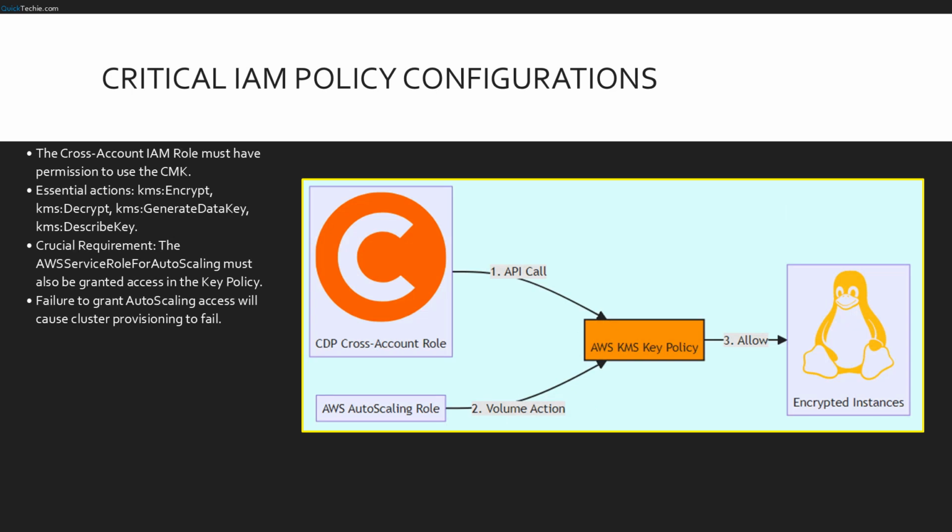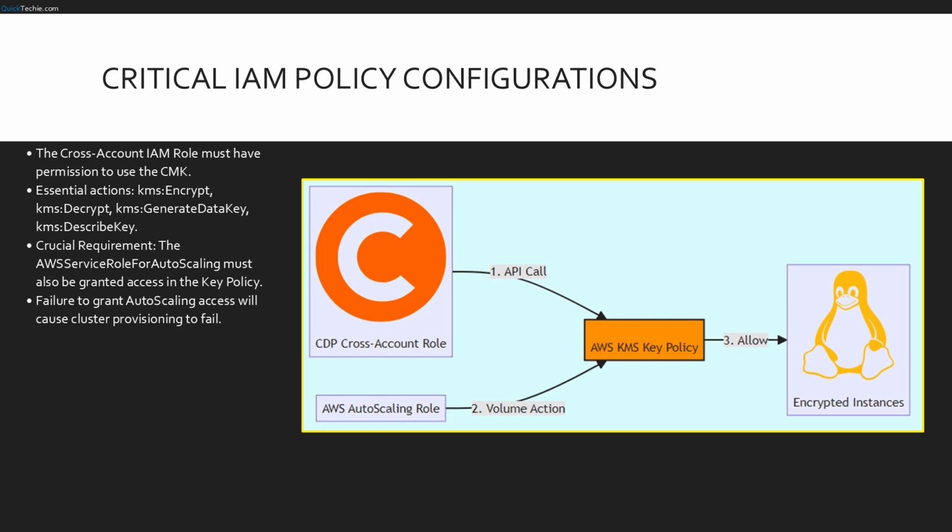Now for the technical how. Simply creating a key isn't enough, you must grant permissions. The cross-account IAM role that CDP assumes needs permissions like KMS encrypt and KMS decrypt. But here is the most common failure point. You must also explicitly grant access to the AWS service role for auto-scaling in the KMS key policy. Because CDP uses auto-scaling groups to launch nodes, if the auto-scaling service cannot access the key to encrypt the volumes, the instance launch will fail immediately.